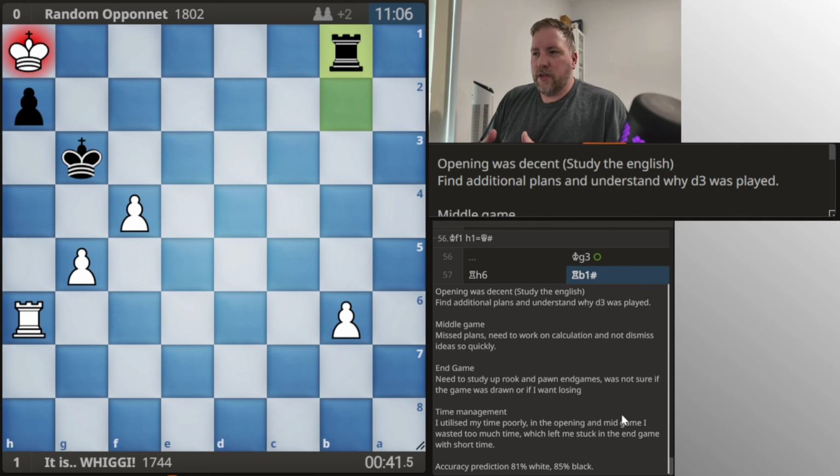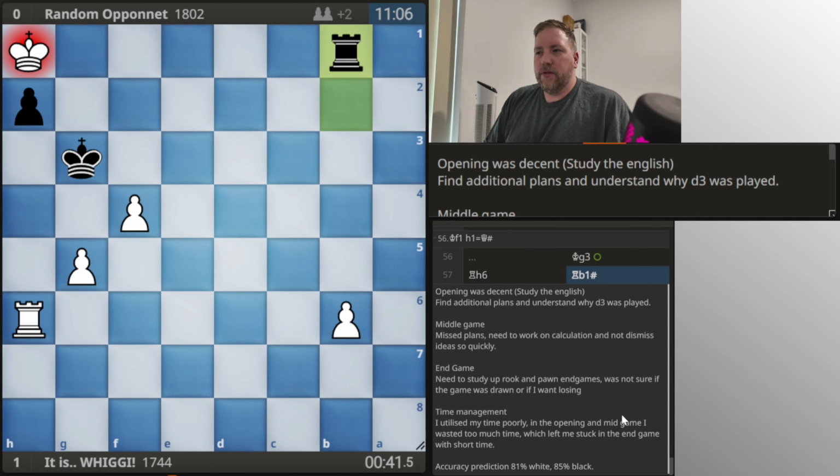So the opening was decent. I need to find out why he played d3 in the beginning. The middle game, I missed some plans. I need to work on calculation and I need to study those up. And the end game, I need to study the rook and pawn end games to make sure I know what exactly is going on. I need to understand if I was actually in a losing position at any time or if it was just completely drawn. And a lot of this stuff is going to come through when I go back through and analyze with the engine, which I'll be doing in the next video.